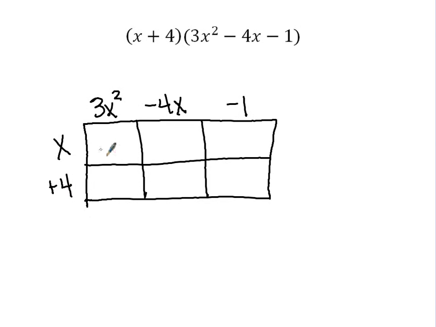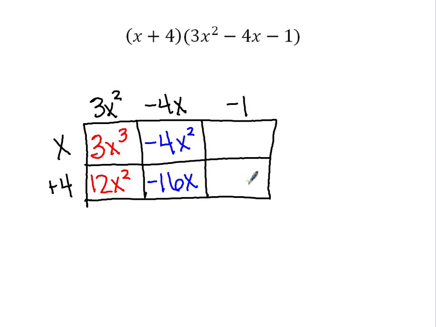So inside of this box, I will multiply 3x squared and x to get 3x cubed. And then in this box, you multiply 3x squared times 4 to get 12x squared. In your next set of boxes, you will multiply the term above it, which is negative 4x, with the term to the side, which is x. So negative 4x times x is negative 4x squared. And in the bottom row, middle column, you take negative 4x times positive 4 to get negative 16x.